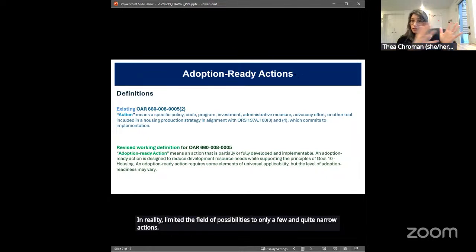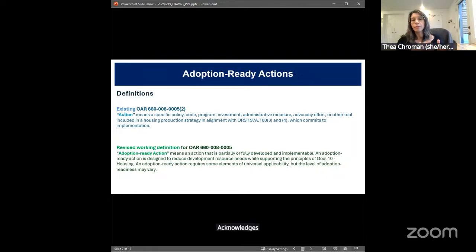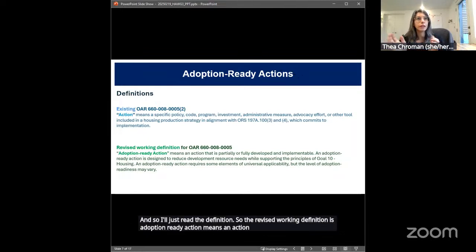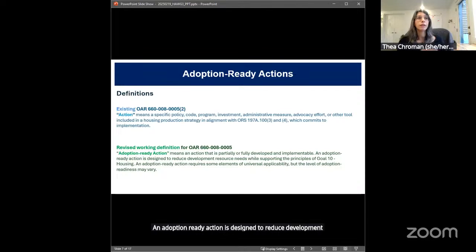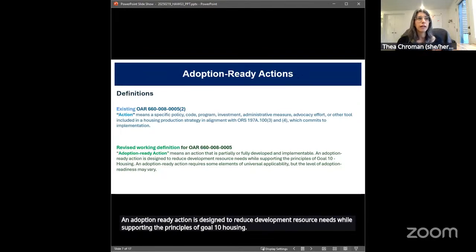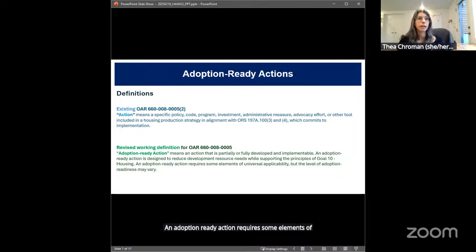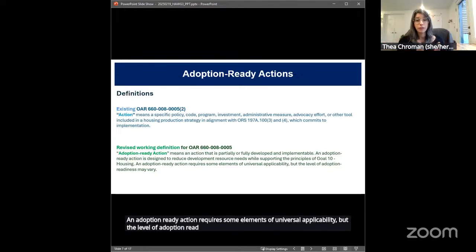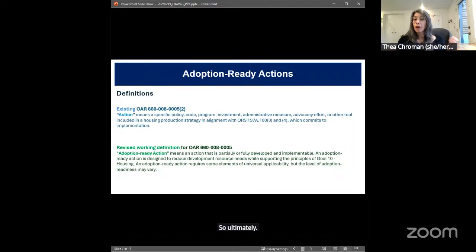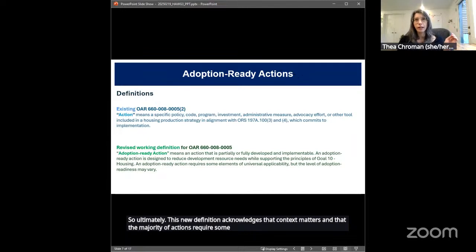So the revised and still working definition, which is here, acknowledges the value of adoption-ready actions that have varying levels of adoption readiness. And so I'll just read the definition. The revised working definition is: adoption-ready action means an action that is partially or fully developed and implementable. An adoption-ready action is designed to reduce development resource needs while supporting the principles of Goal 10 housing. An adoption-ready action requires some elements of universal applicability, but the level of adoption readiness may vary. So ultimately, this new definition acknowledges that context matters, and that the majority of actions require some level of local analysis in order to be applicable.